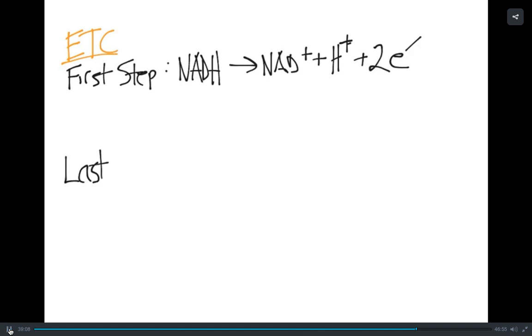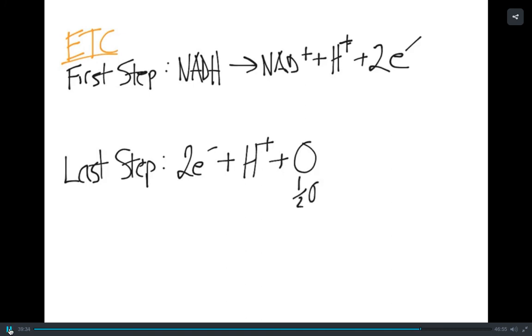The last step is that those electrons combine with the hydrogen proton and a single oxygen atom. A single oxygen is often written as 1/2 O2. This creates water. That's where our water gets created in this process.